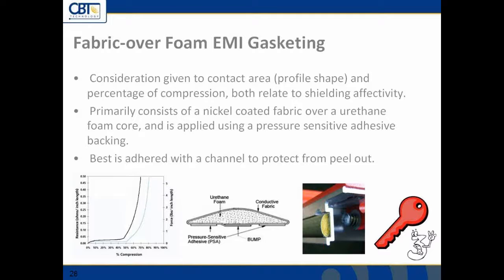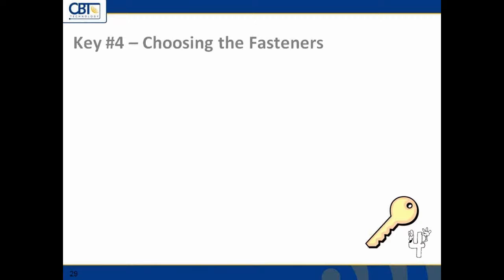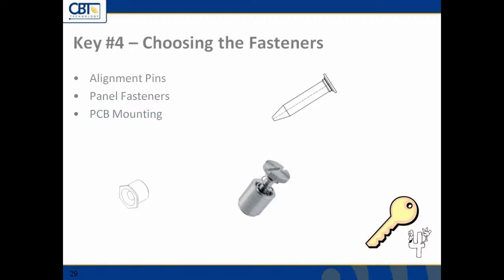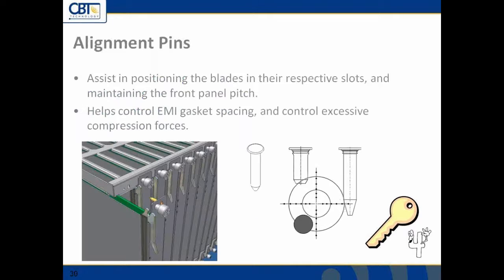And some of the things that help us right along those lines would be the fasteners that are chosen. For instance, how can alignment pins be used to help that EMI gap? We'll talk a little bit about that. We'll also talk about panel fasteners to hold the front panels to the chassis themselves, and then some ways that the printed circuit boards are mounted too.